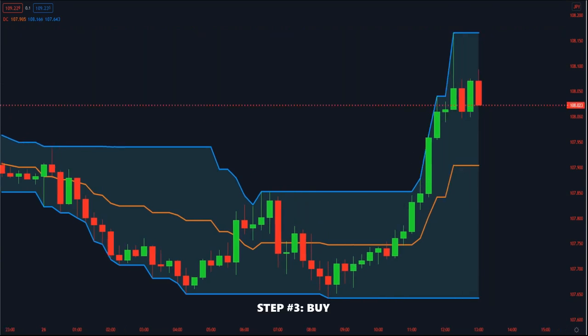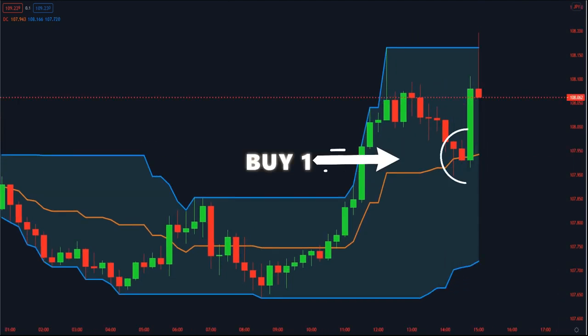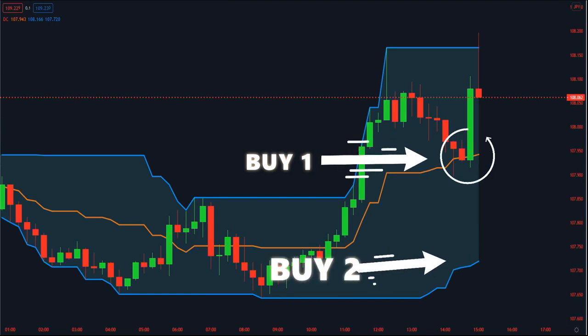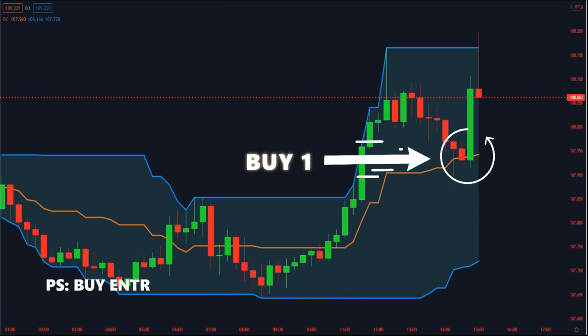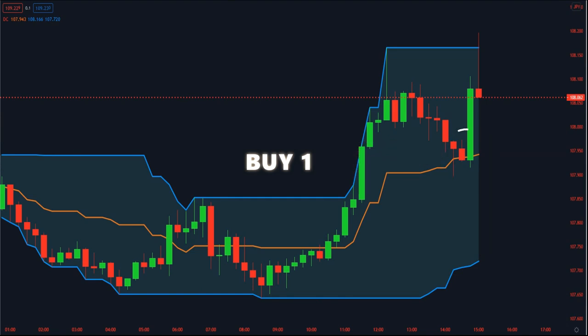Step number 3, buy. There are 2 buy entries. Buy 1, when the price pulls back to the middle Donchian band. Buy 2, when the price pulls back to the lower Donchian band. The channel width gives us a measurement of market volatility. When we have high volatility in the market, this will be shown on the chart by wide channel bands, whereas low volatility will be displayed on the chart by a narrow channel.